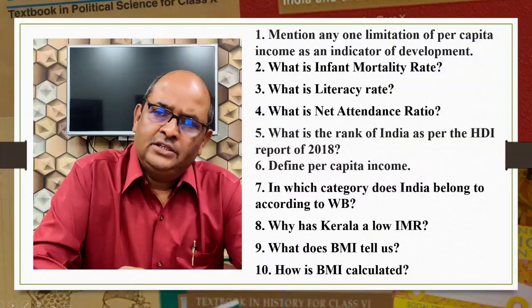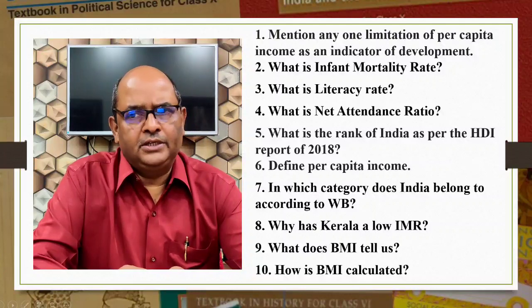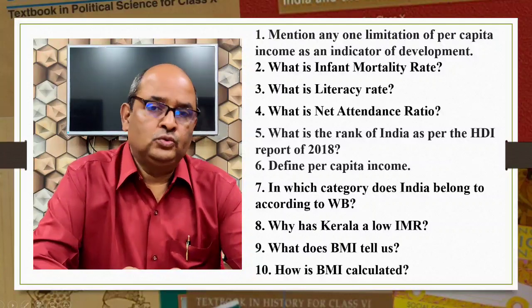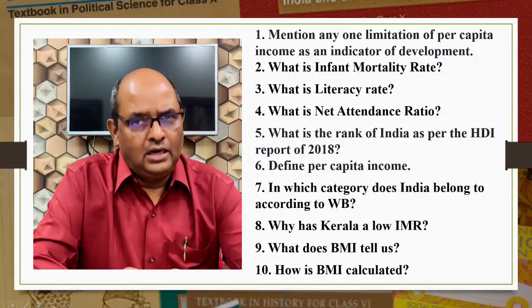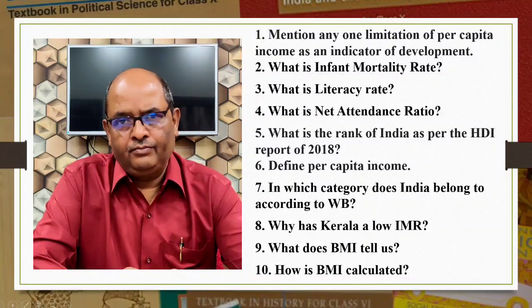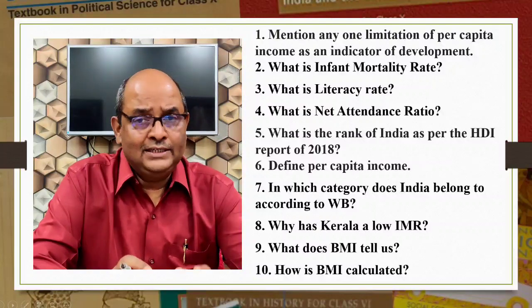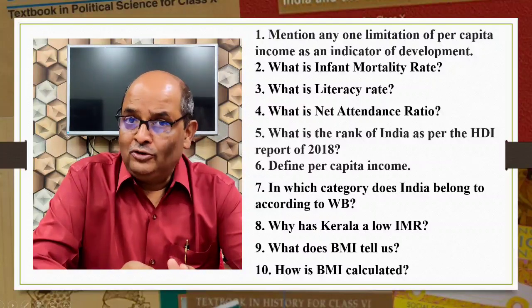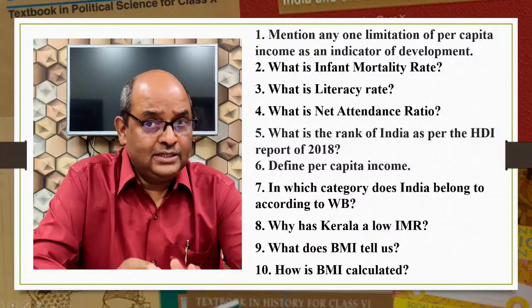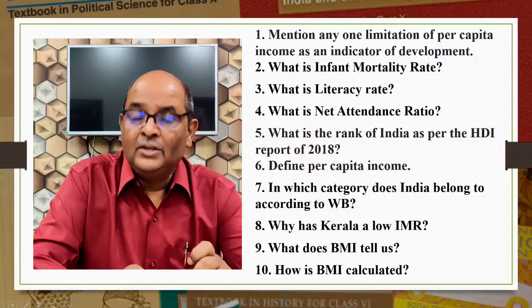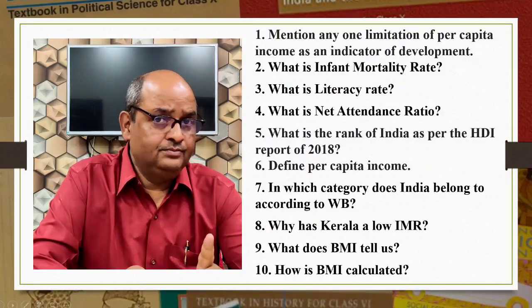1. Mention any one limitation of per capita income as an indicator of development. 2. What is IMR, infant mortality rate? 3. What is literacy rate? What is net attendance ratio? What is the rank of India as per the HDI report of 2018? It is 130. Define per capita income.